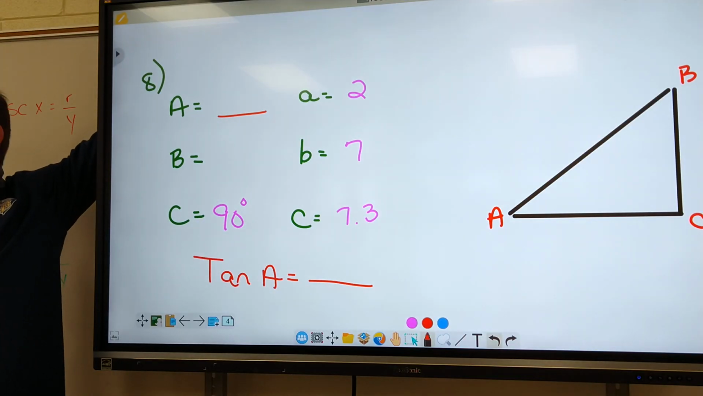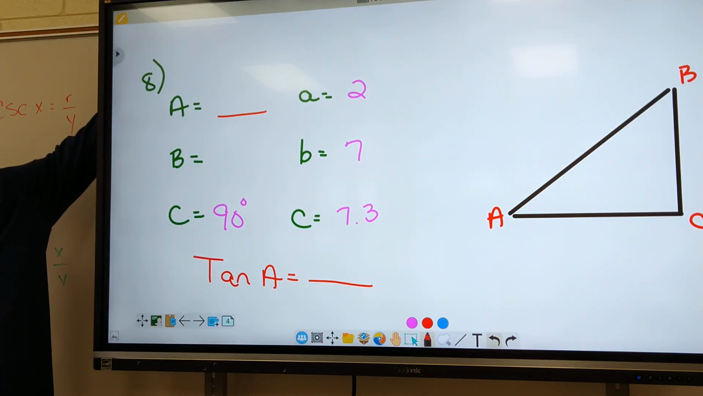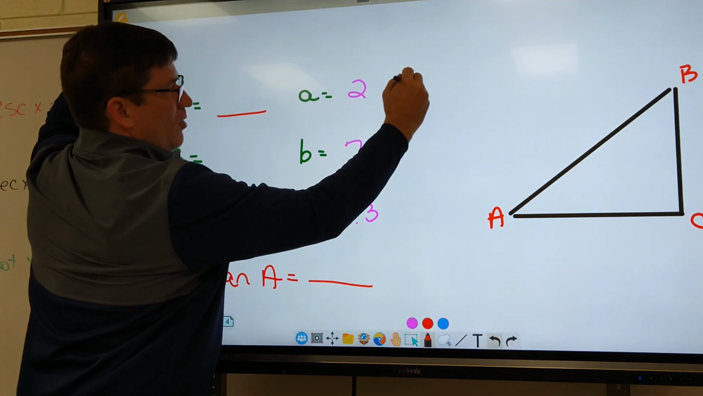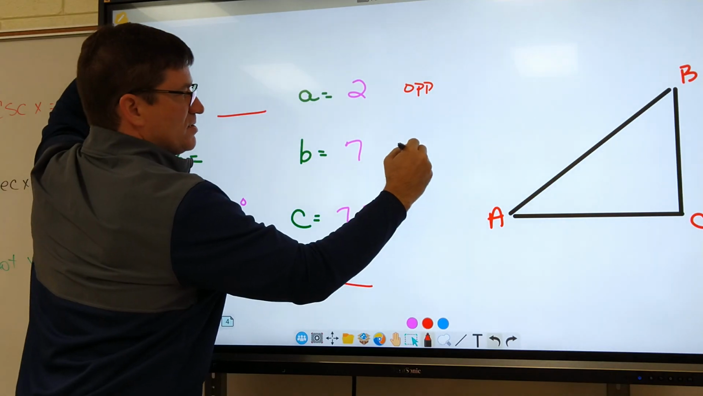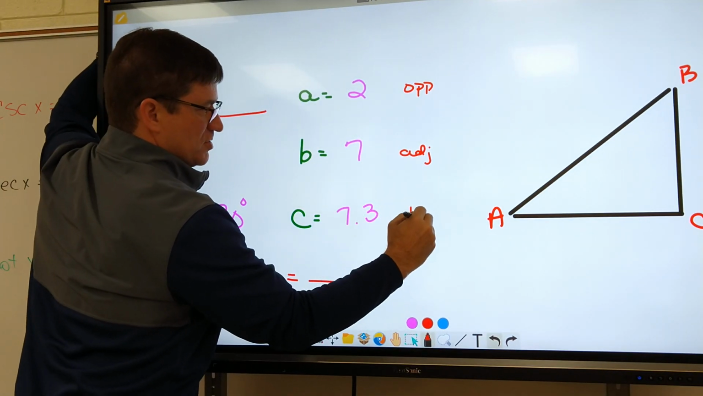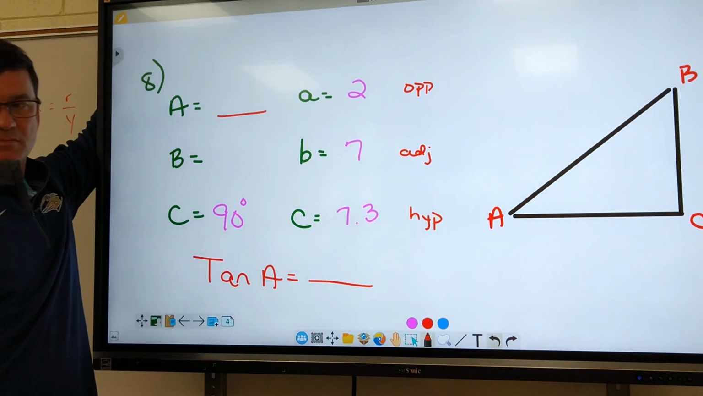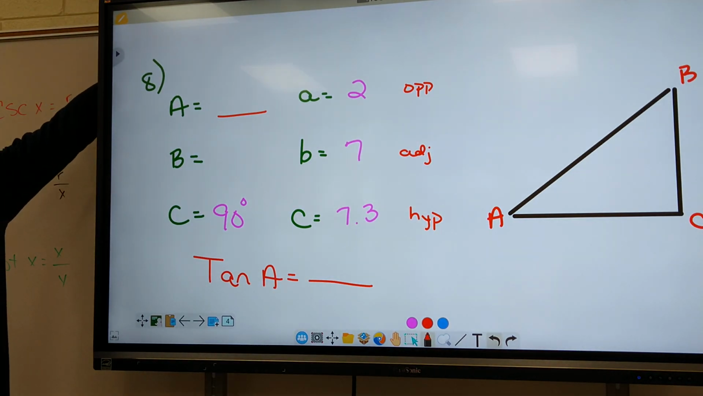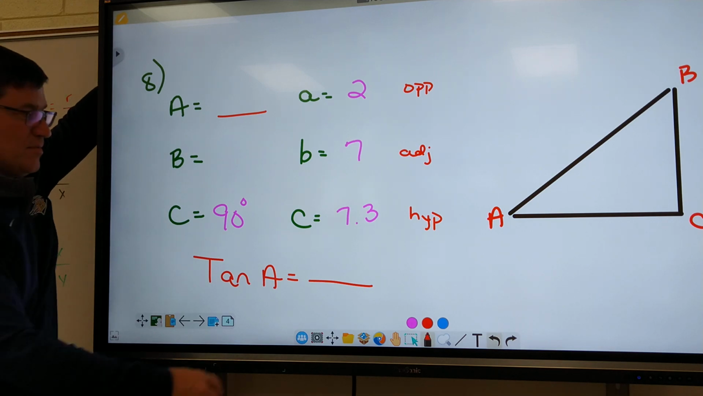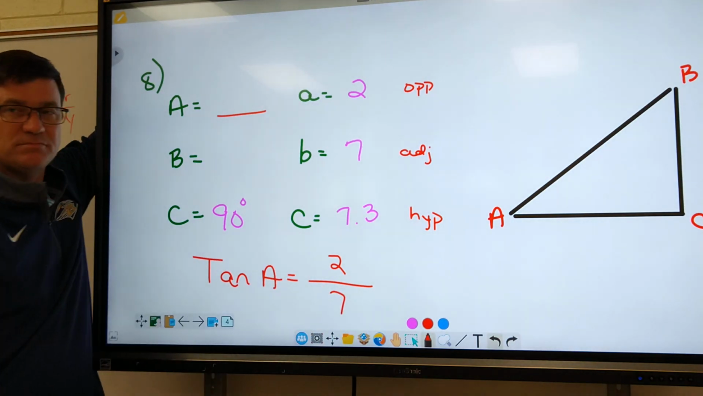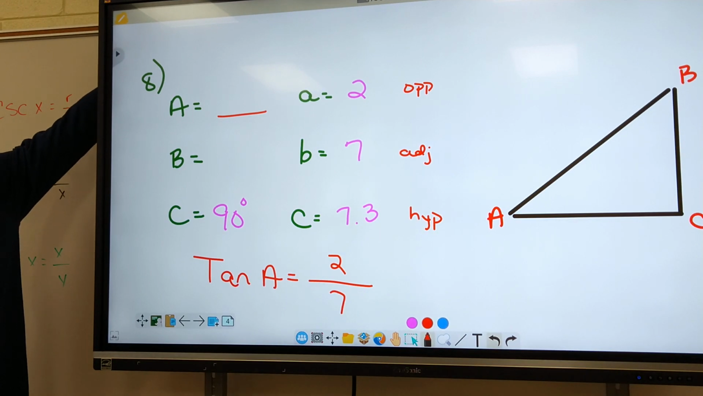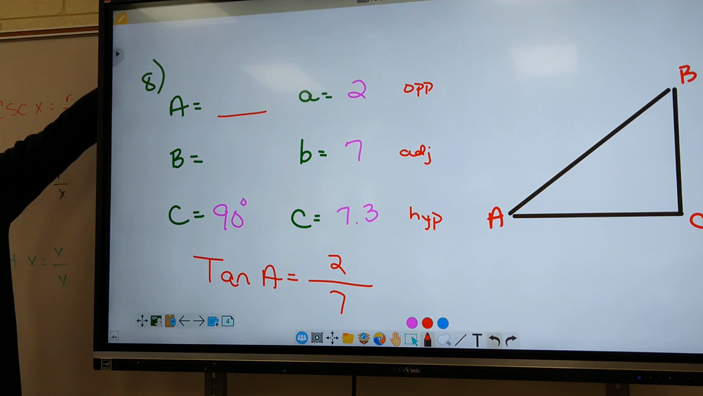All right, what does tangent tell us? It tells us put opposite on top and adjacent on bottom. Well, guys, we've already talked about this. Little a is always opposite. Little b is always adjacent. And little c is always your hypotenuse. And if you want to put them on the triangle, you can. So we're going to do opposite on top, adjacent on bottom. It's got to be 2/7. Okay, that is the only work you need to show me. Everything else can be done on the calculator.